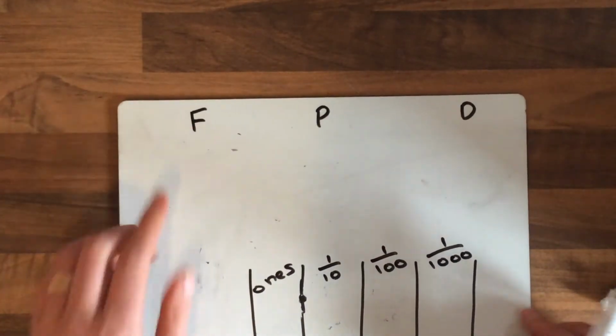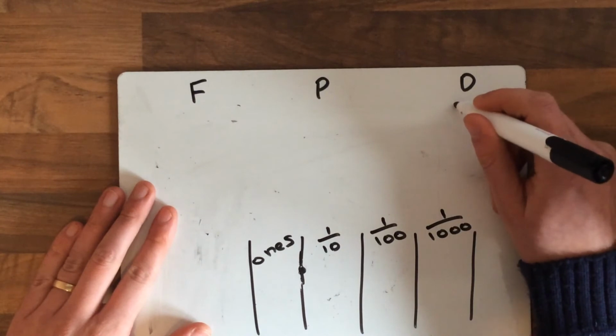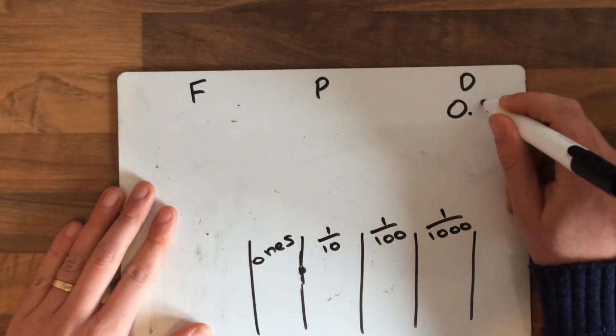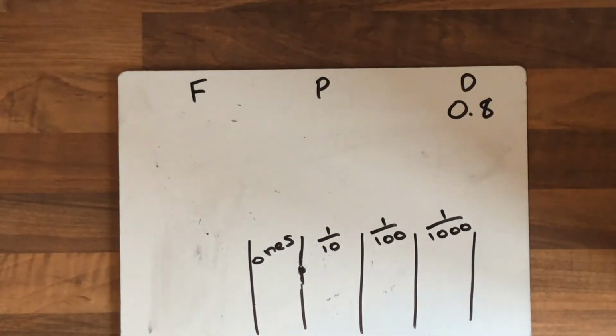Right, we'll have a go with another one for you to have a go at yourself. What about 0.8? Shall we go with that one? Might want to pause the video now. Okay, so you have 0.8.